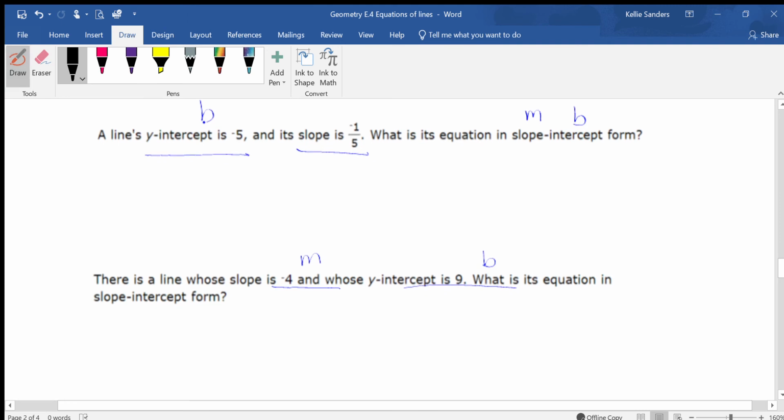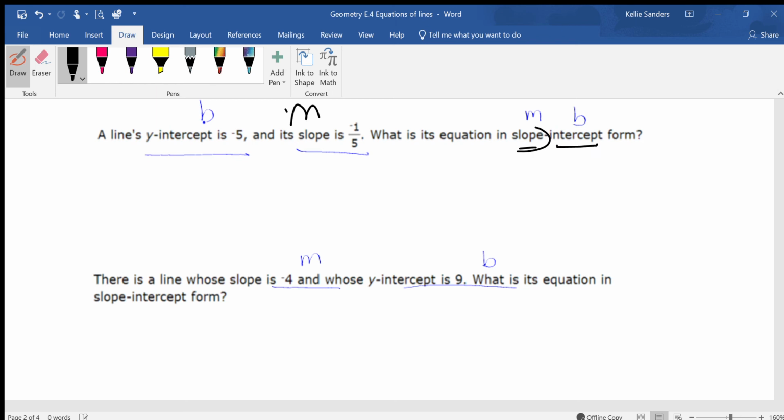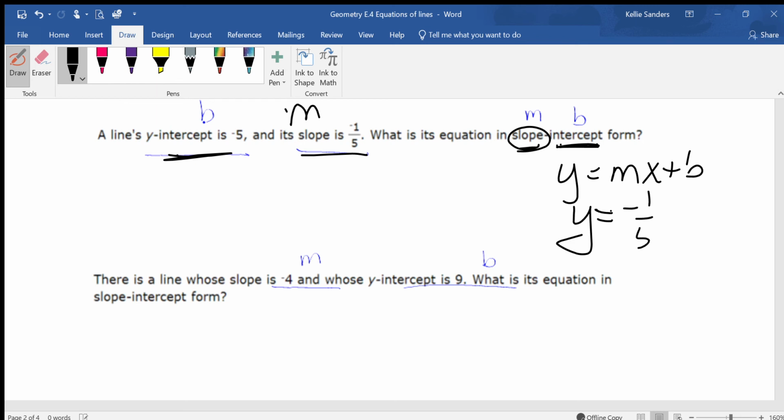The line's y-intercept is negative 5. Hey, they gave us the b. The slope is negative 1 over 5. Hey, they gave us the m. And it wants an equation in slope-intercept form. Did they give us a slope? Yes, they did. Did they give us the y-intercept? Yes, they did. So if y equals mx plus b, what does y equal? Negative 1 over 5x minus 5, because our b is negative.